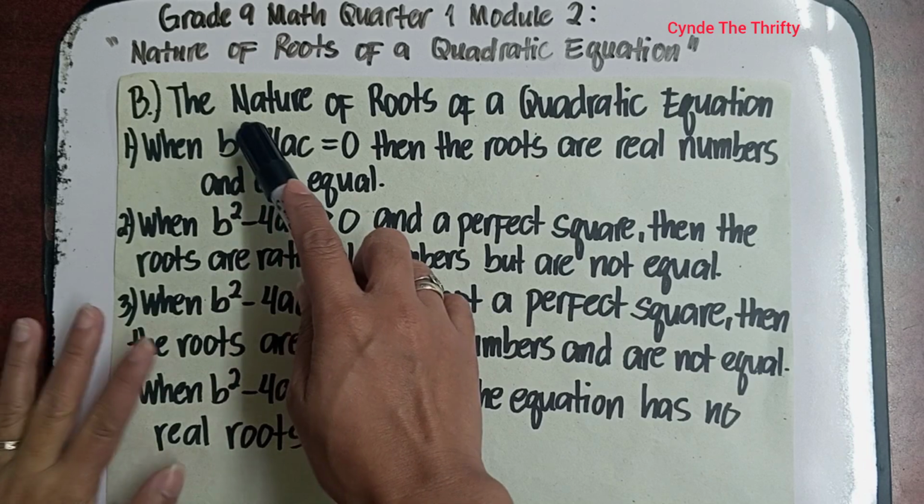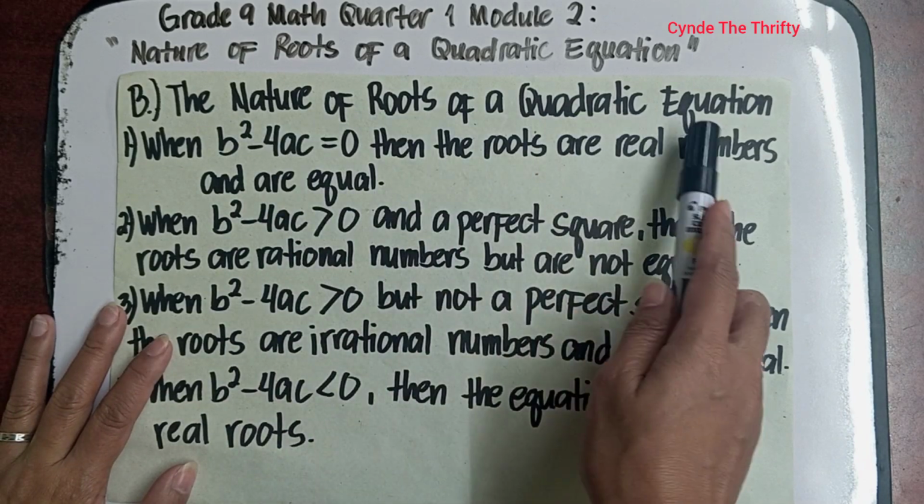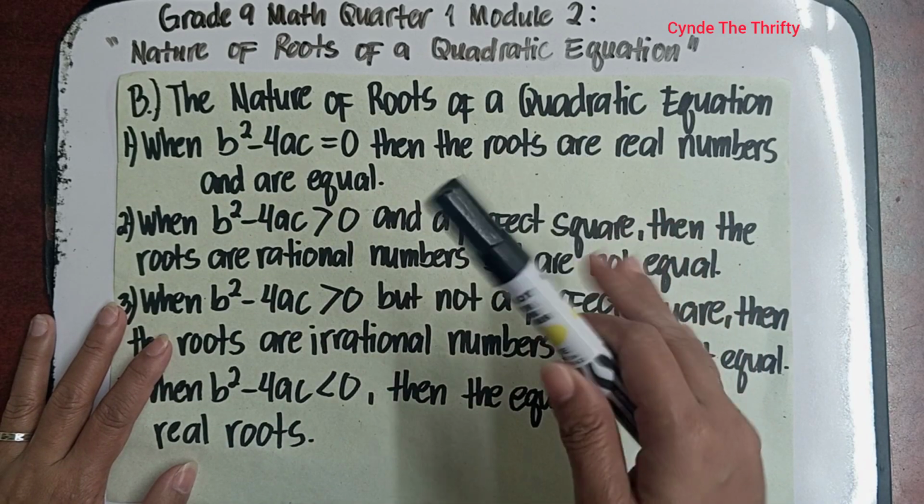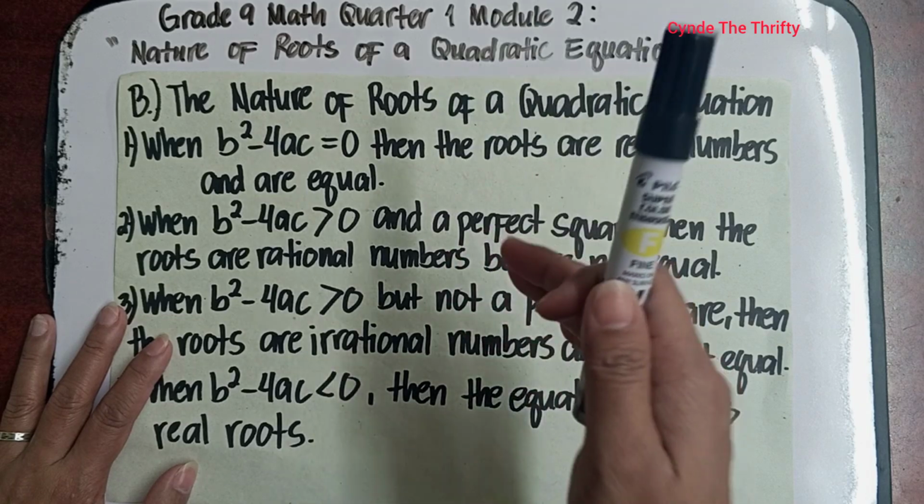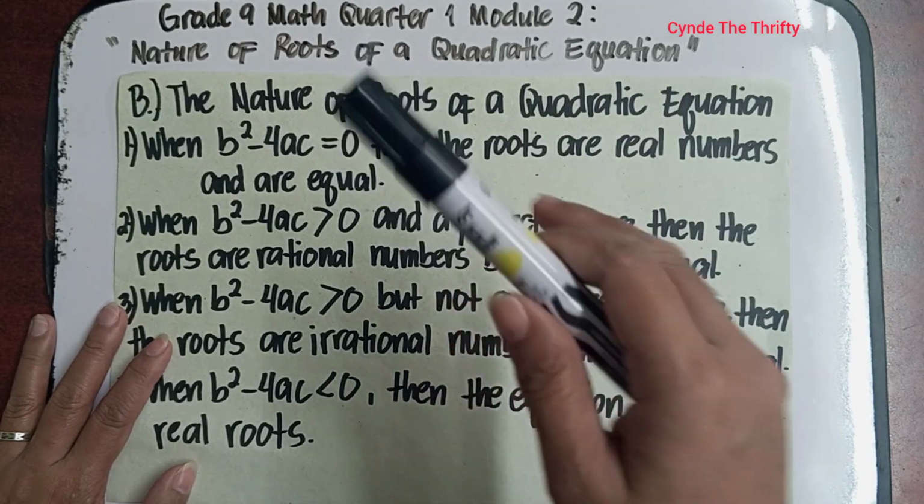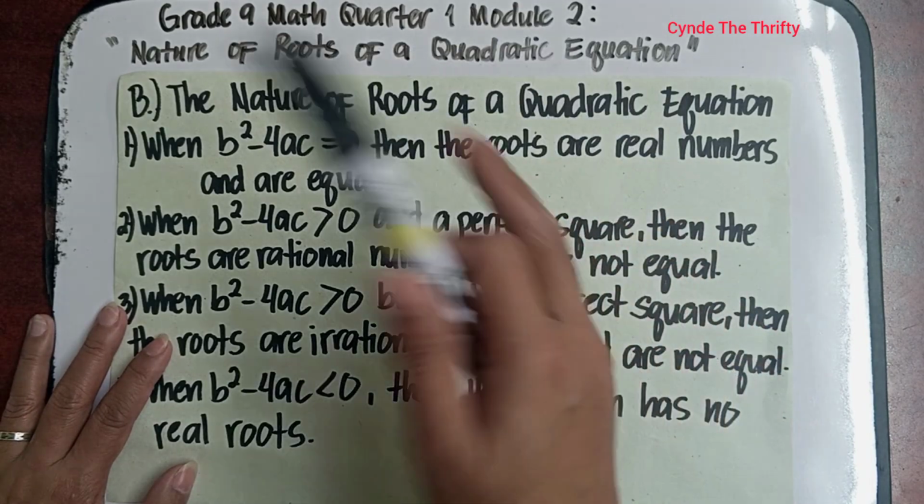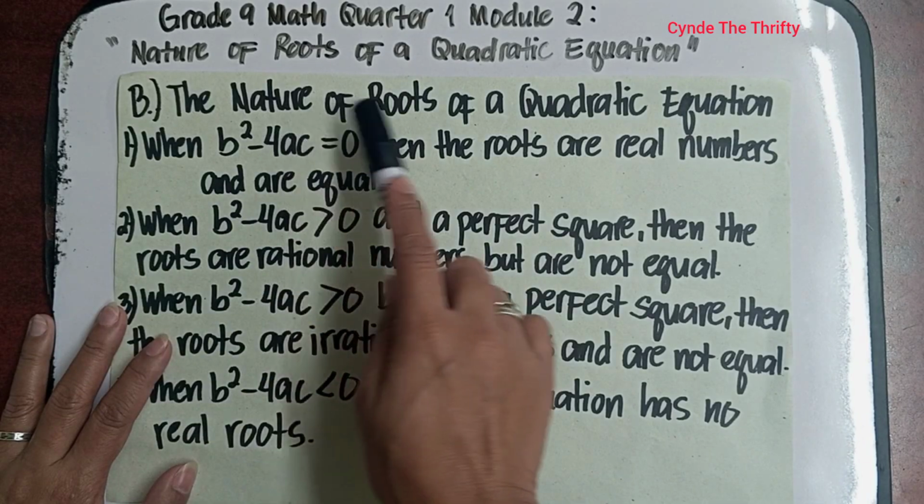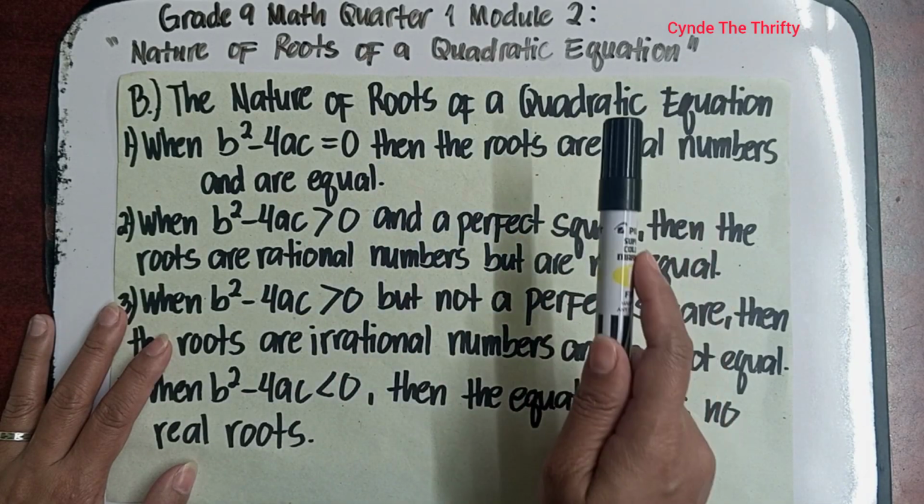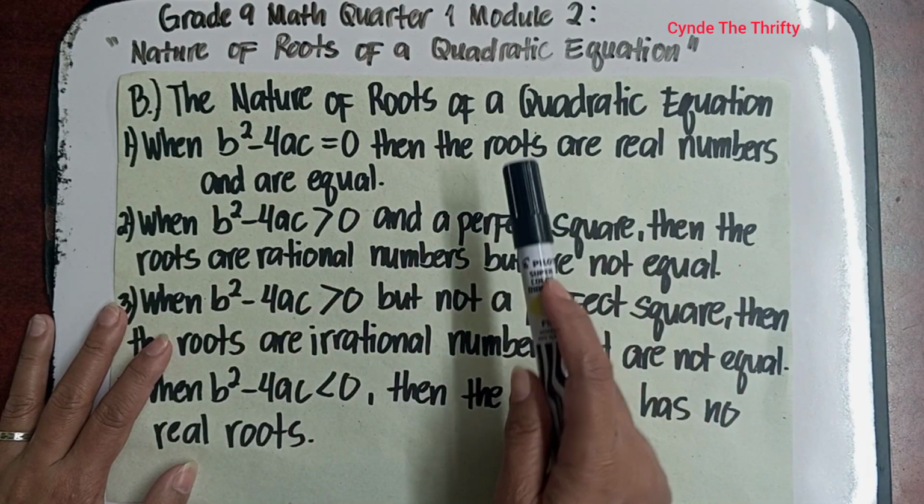Ngayon, dito naman tayo sa the nature of roots of a quadratic equation. Okay, so napaka-importante na alam natin kung paano kukunin or isolve ang ating discriminant, kasi, gaya nga ng sabi ko, yun ang magdidetermine sa ating nature of roots ng ating quadratic equation. Okay, so ano ba yung mga nature of roots?